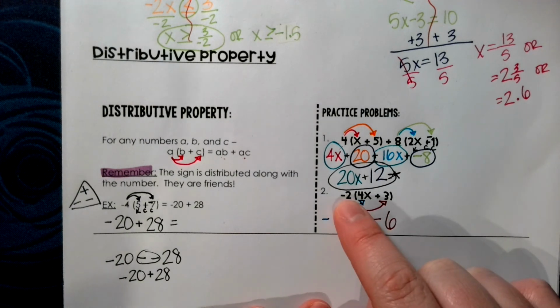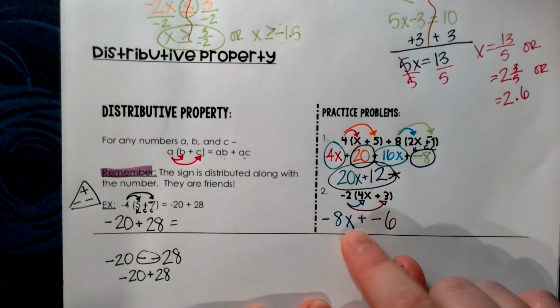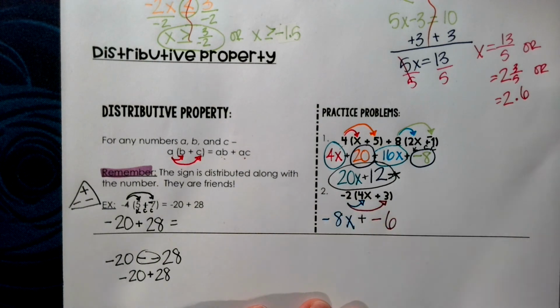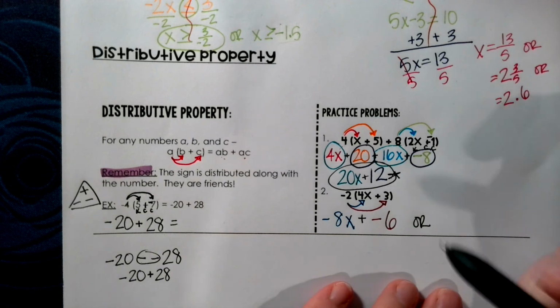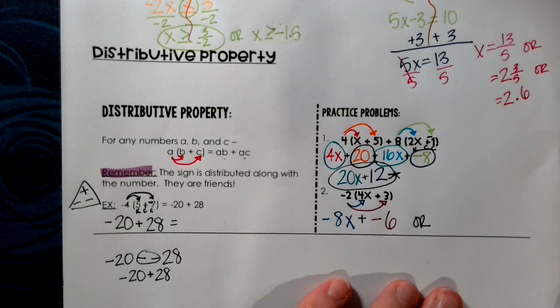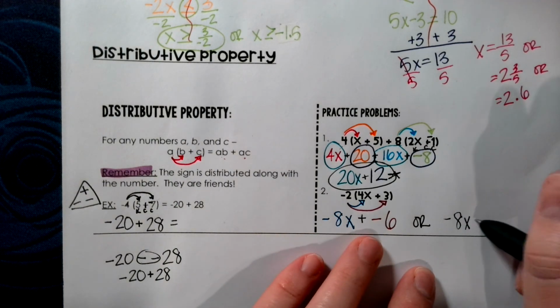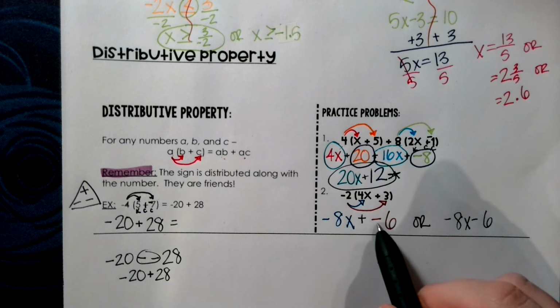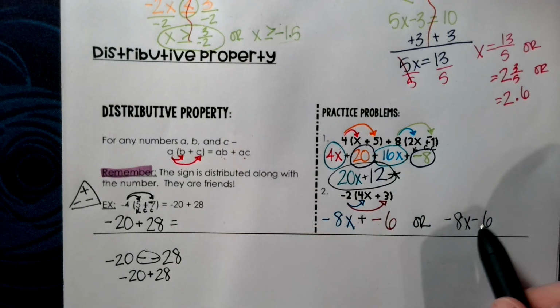So make sure that negative stays with your 2, because that makes this a negative 8x plus a negative 6. You can also write this the way you would see it in a math book. Math people are lazy, in that we work smarter, not harder, not that we don't do work. I would also see this in a textbook as negative 8x minus 6. Instead of having to write plus a negative 6, you can just write a minus 6. That means the same thing.